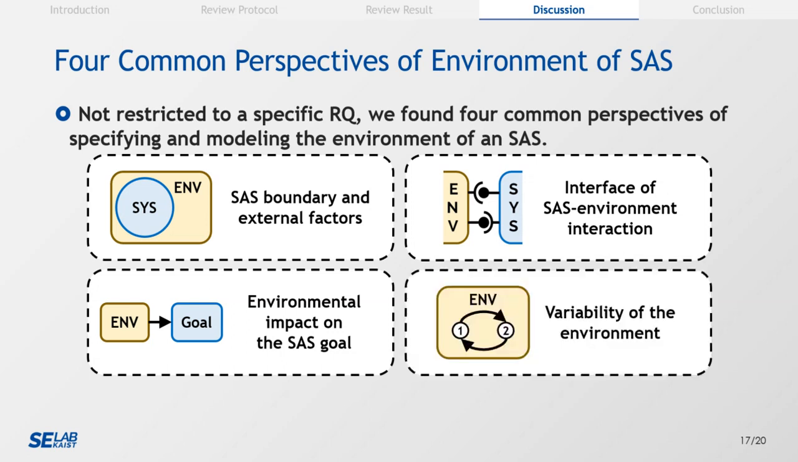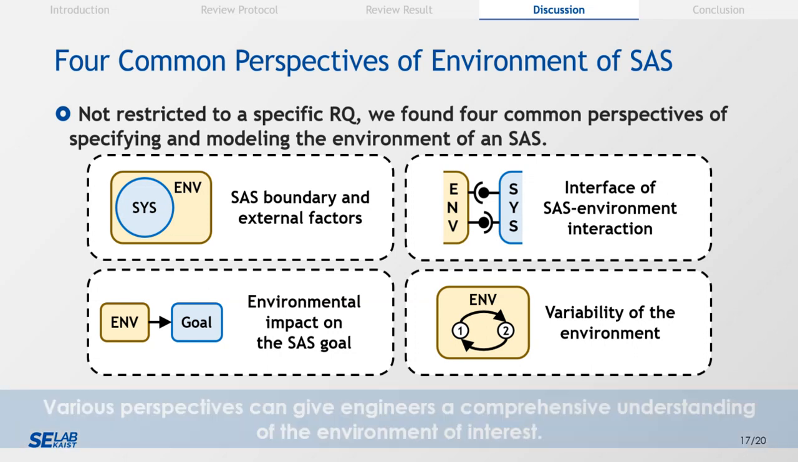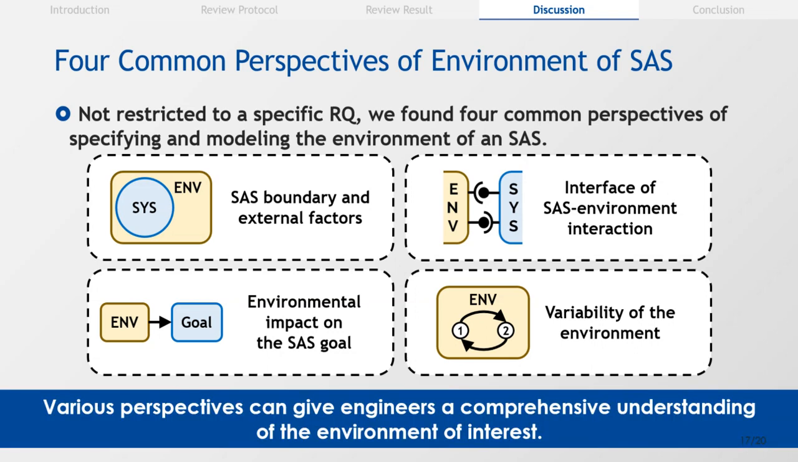The last perspective focuses on the variability of environmental state. It tries to explicitly model how the environment changes by time or by the system. If these four perspectives are all used to analyze a self-adaptive system's environment, I believe that a comprehensive understanding of the environment can be achieved.